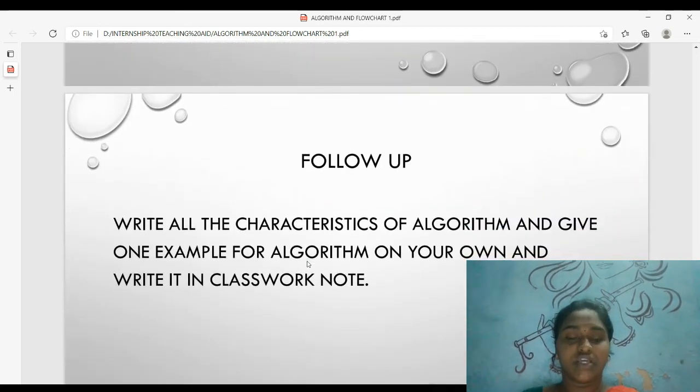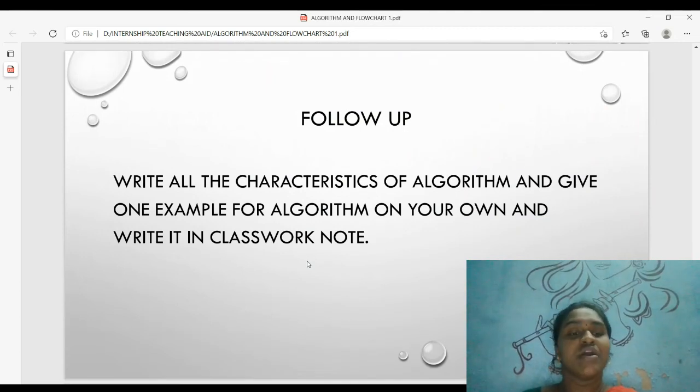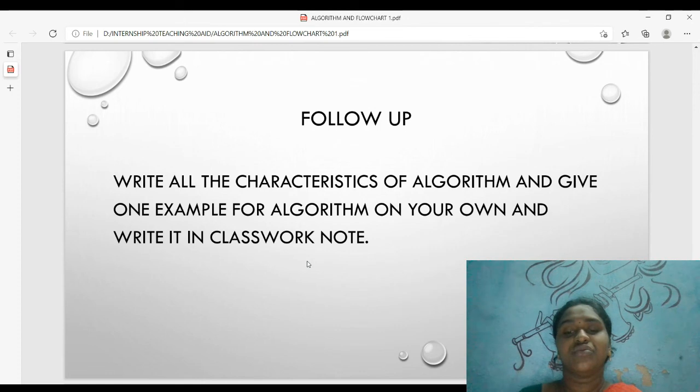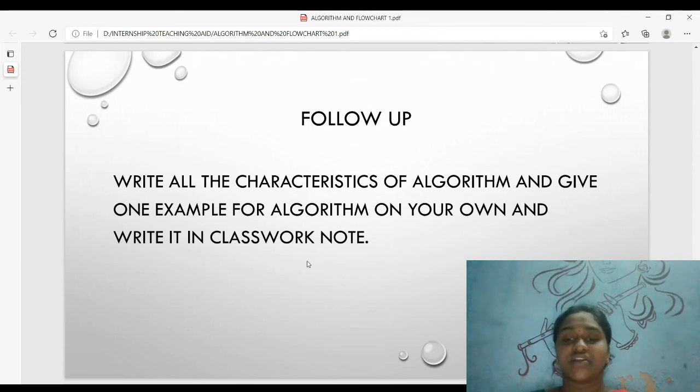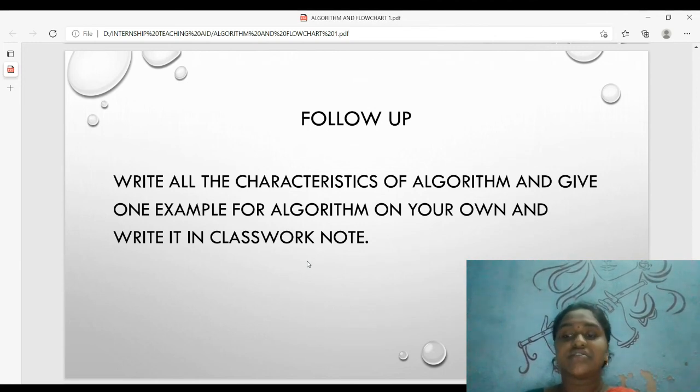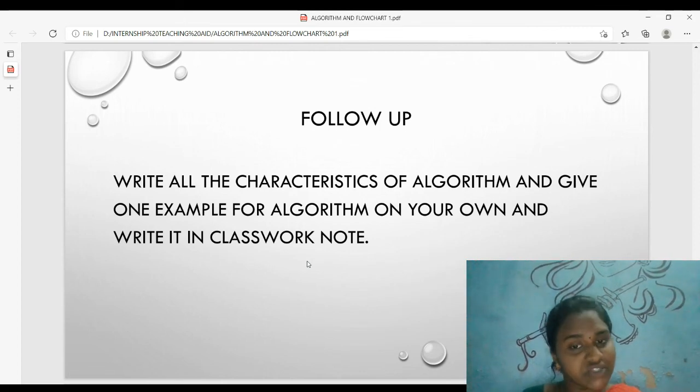Here is your follow up time. I want you, students, to write all the characteristics we have just learned: input, output, definiteness, effectiveness, termination. Write all these characteristics of an algorithm in your classwork. The next question is to give one example of an algorithm, developing an algorithm on your own. Think creatively, write that too in your classwork note, and submit it.